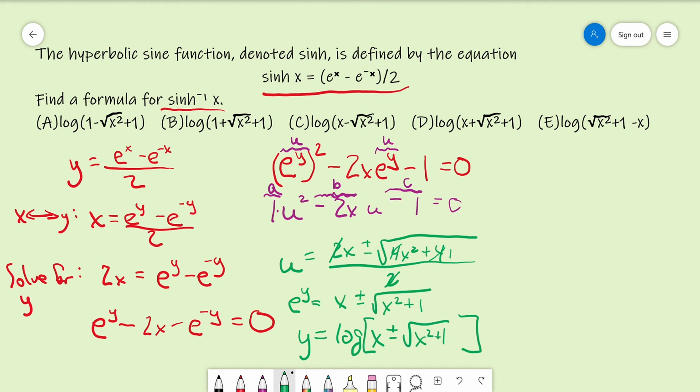But actually, the square root of x squared plus 1 is going to be a little bit bigger than x. So if we subtract it from x, we're going to get a negative number. And we can't take log of negative values. So we're going to ignore the minus. We're just going to have the plus here. And so this is our answer. Which of the answers is this? D.